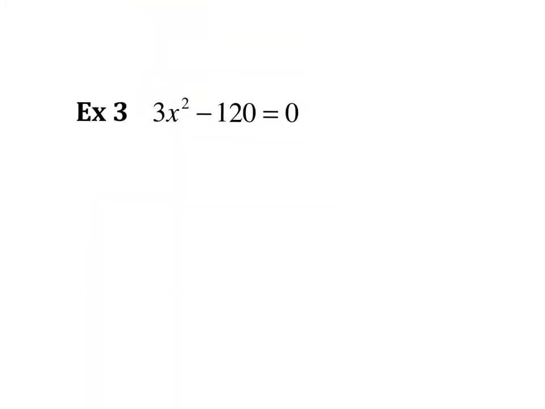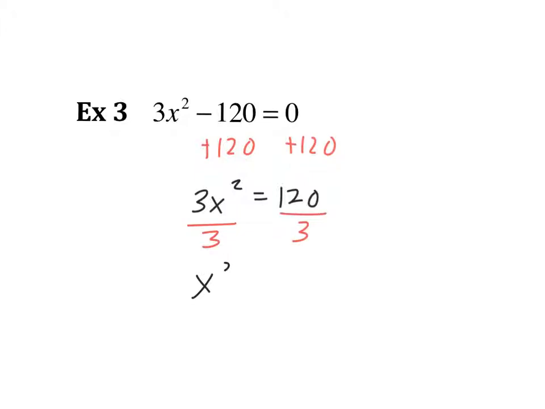So in example number 3 again, I'm going to add the 120 to both sides to get 3x squared equals positive 120. And now we divide by 3 to isolate the square to get positive 40. Taking the square root of both sides means that I have to put a plus or minus there.